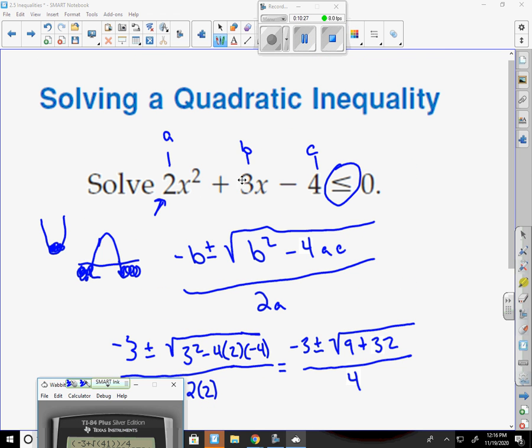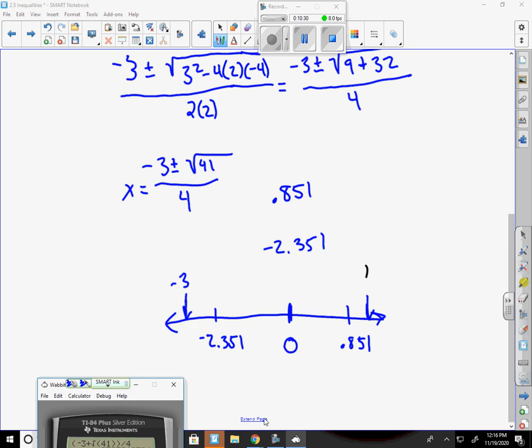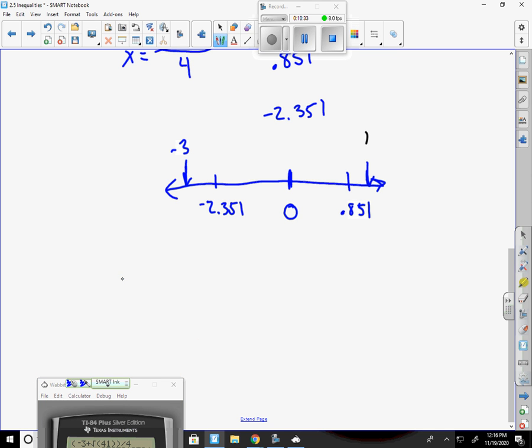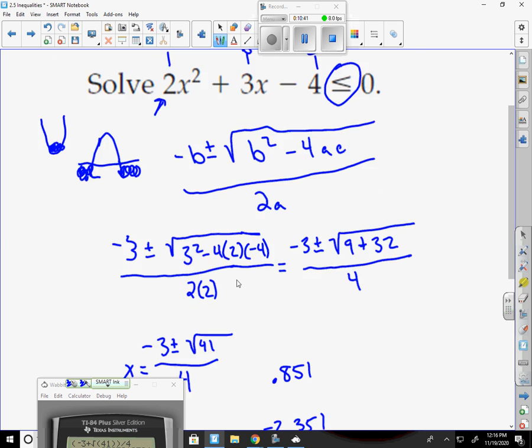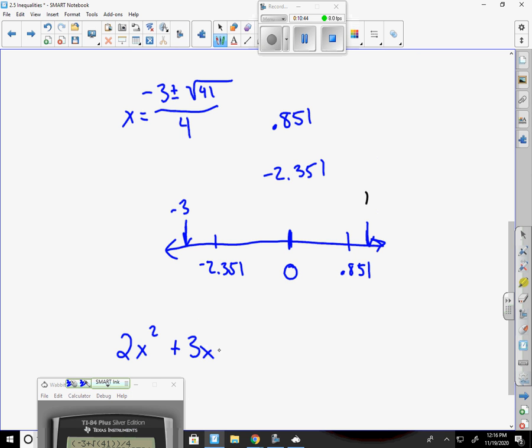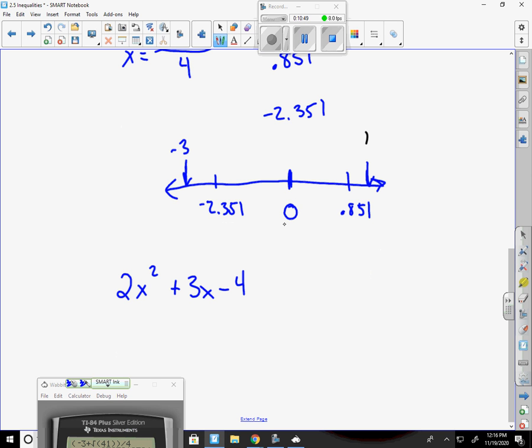So we plug it into our original equation. Our original equation was 2x squared minus 3x plus 3x minus 4. So if I plug a 0 into that, this would be 2 times 0 squared plus 3 times 0 minus 4. This is 0. This is 0. You're left with negative 4.